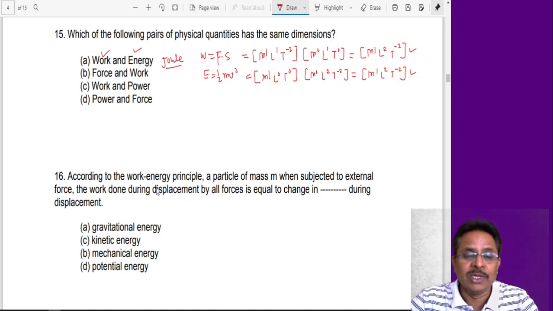From that we can also understand that these two physical quantities must have the same dimensions, which are shown by this. Now go for force and work. Force is mass into acceleration, which is given as m raised to 1, L raised to 1, and T raised to minus 2, whereas work has m raised to 1, L raised to 2, and T raised to minus 2. So the L raised to 1 difference is there.